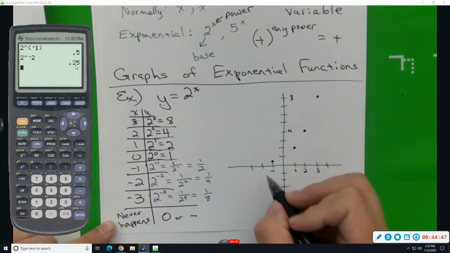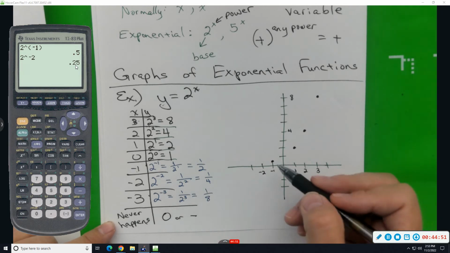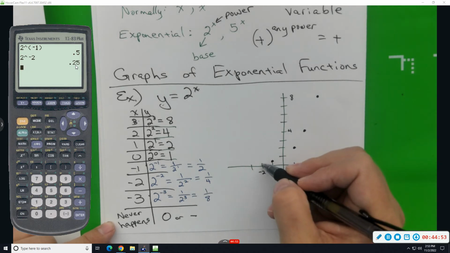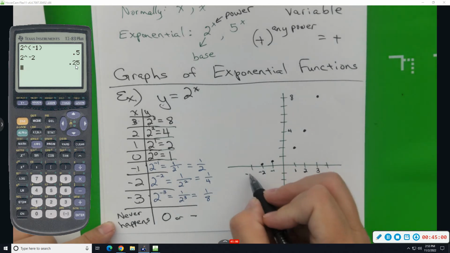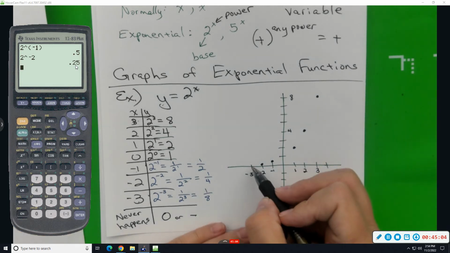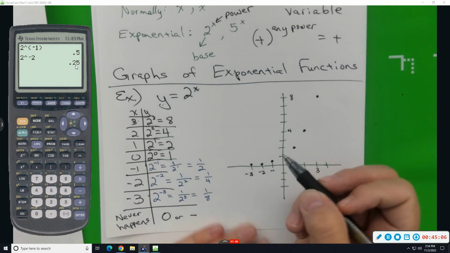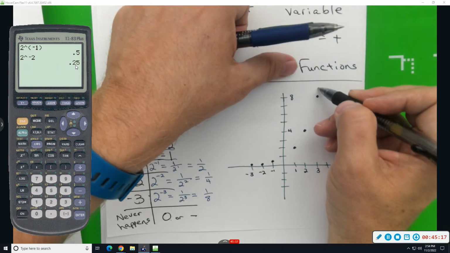At negative 2, we're only going up 1/4 of a unit. So that's not even up that high. At negative 3, we're only going to go up 1/8 of a unit. That's even closer to the x-axis. To the naked eye, it's looking like the thing's sitting on the x-axis. But remember we said there'll never be a y value equal to 0, so this graph will never actually touch that x-axis.